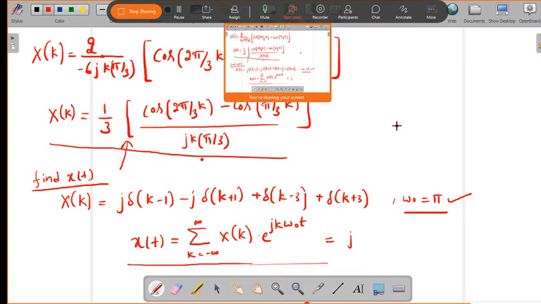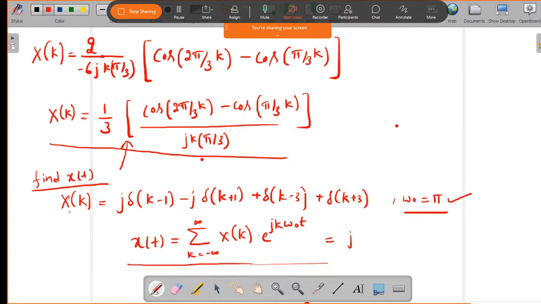Sorry for the disturbance. Okay, so this is the signal which is given, the Fourier series coefficients. You need to find the x of t. The x of t expression we know, with omega naught equal to pi. So x of t is equal to summation minus infinity to plus infinity x of k into e power j k omega naught t. Now substitute the values of omega naught and the corresponding values of x of k. This expression is valid for k equal to plus 1 and this for minus 1, and similarly this is for plus 3 and this is for minus 3, because this is valid only at these k values.